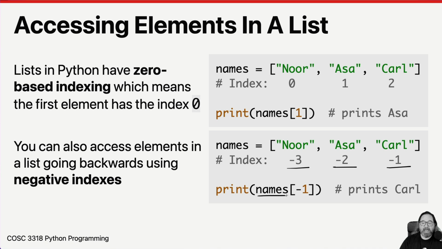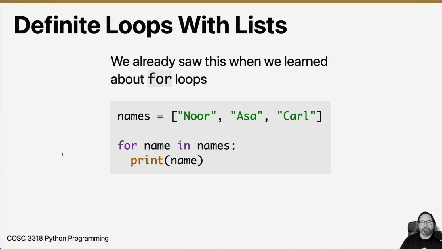So in this case, names -1. Python says, okay, I'm going to go to the end of the list. I want -1, so that's going to be the last element, and that's the thing that ends up getting printed here.